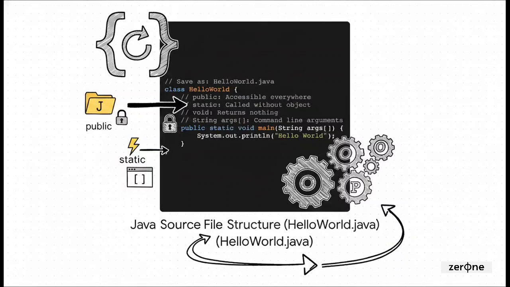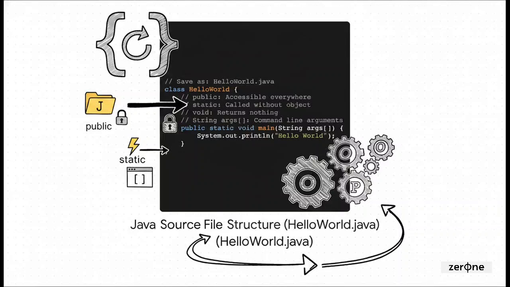A Java source file follows some very strict conventions. First, notice the class declaration, class HelloWorld. A strict rule in Java is that if a class is public, the file name absolutely must match the class name. So this file has to be saved as HelloWorld.java.